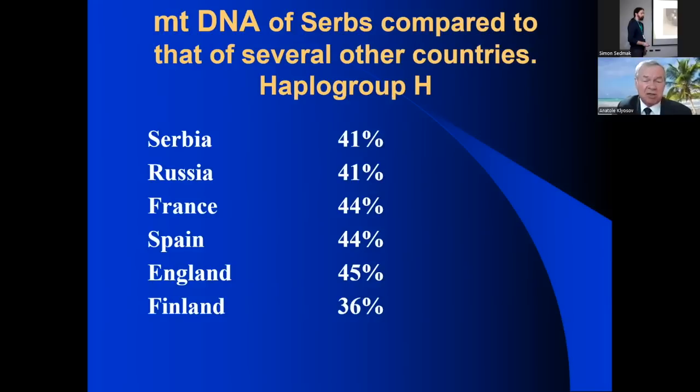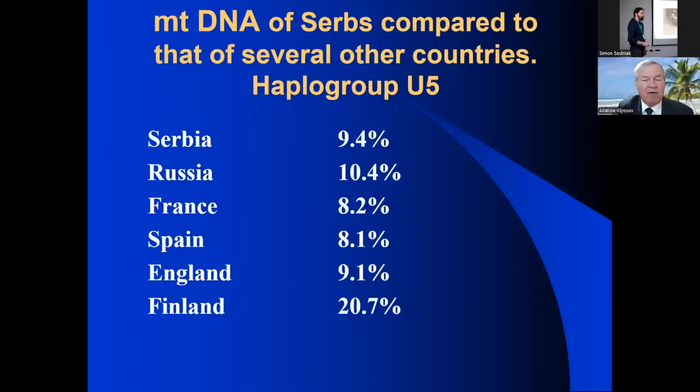It stays kind of one side. However, still on the same order of magnitude. That's haplogroup H. You go to U5 haplogroup: Serbia 9.4, Russia 10.4, France 8.2, Spain 8.1, England 9.1, Finland close to 21%. Again, Finland is different. However, Finland is different in many aspects.